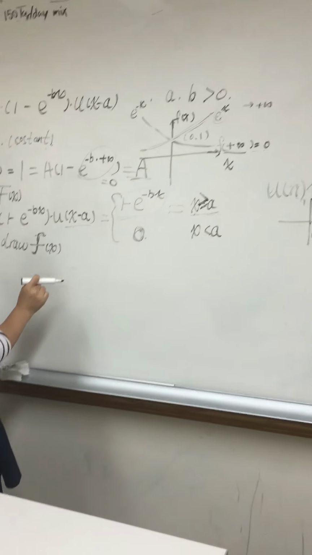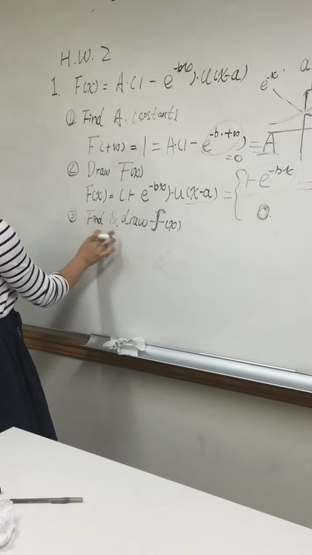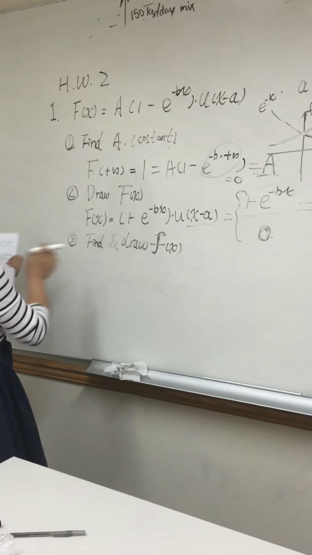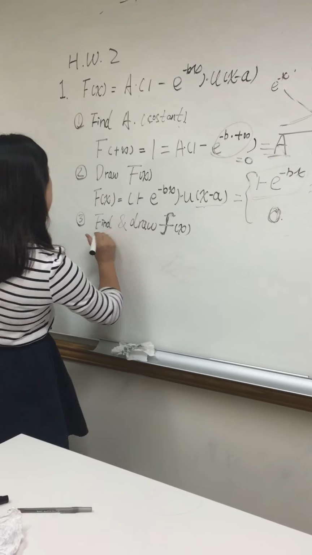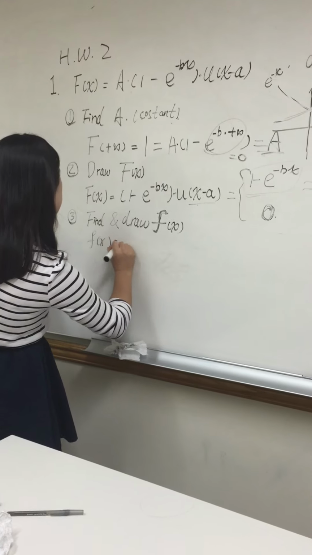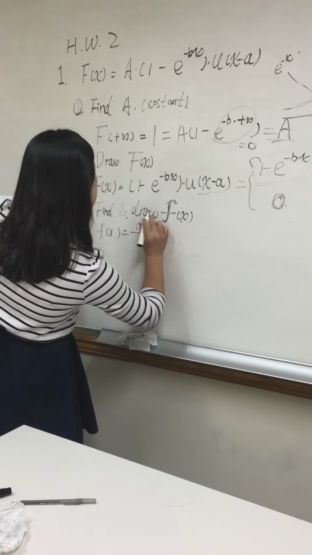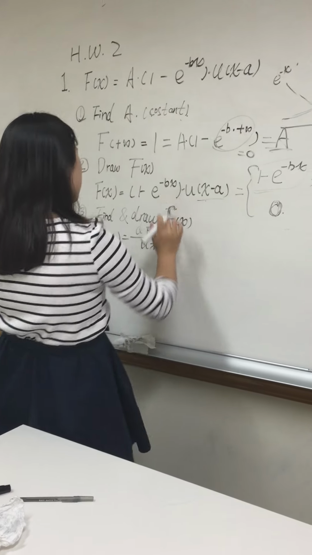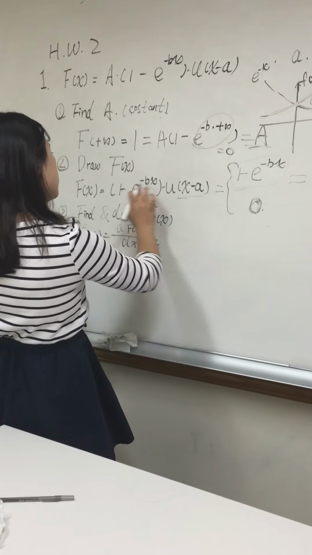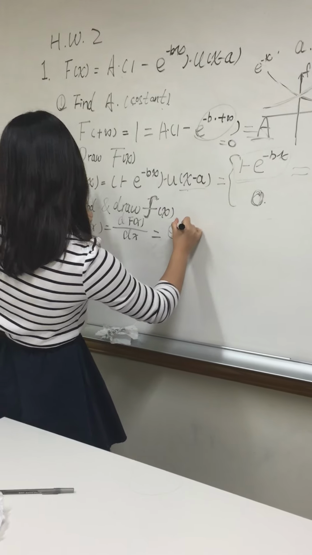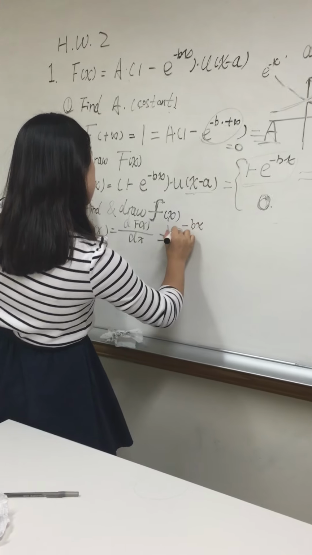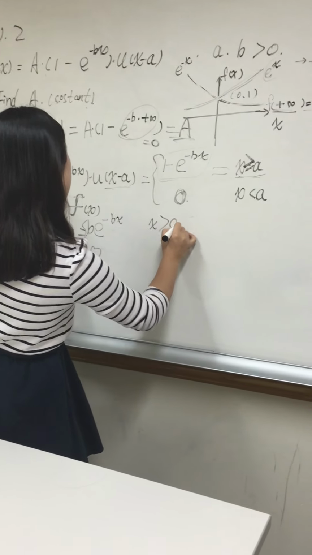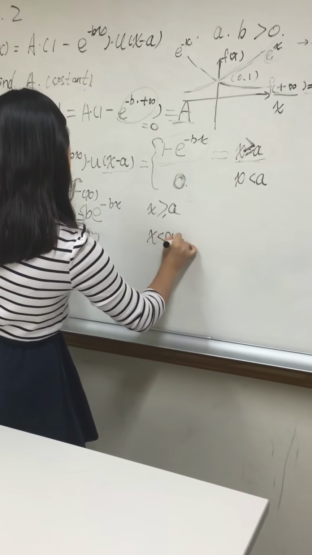The third question is to find and draw f(x). f(x) is the density of the distribution function. So we can get f(x) is the density of distribution, so we can get e to the minus bx if x is bigger than a, and 0 if x is smaller than a.